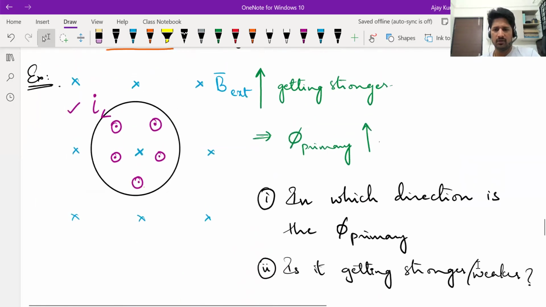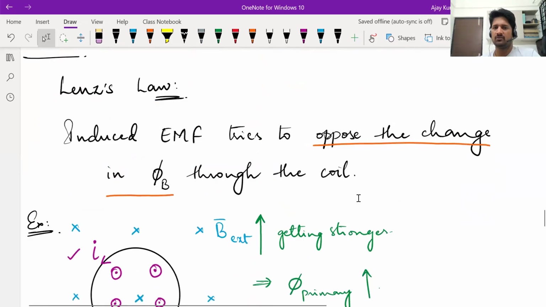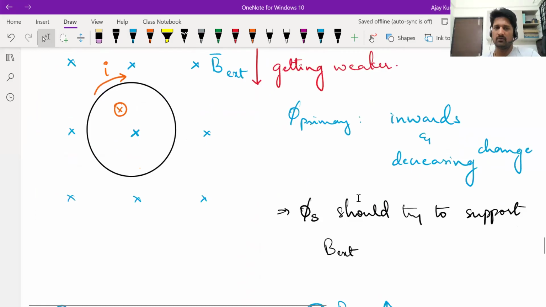Then Lenz worked more on the direction of induced EMF, how it is trying to drive current in the coil. He concluded that induced EMF always tries to oppose the change in magnetic flux through the coil. So if you want to find the direction of induced current, you should first see what is happening with the flux through the coil. First check in which direction it is, whether it is getting stronger or weaker. If it is getting stronger, induced field will be opposite to it. If it is getting weaker, induced field will be in the same direction, supporting it. That's all.